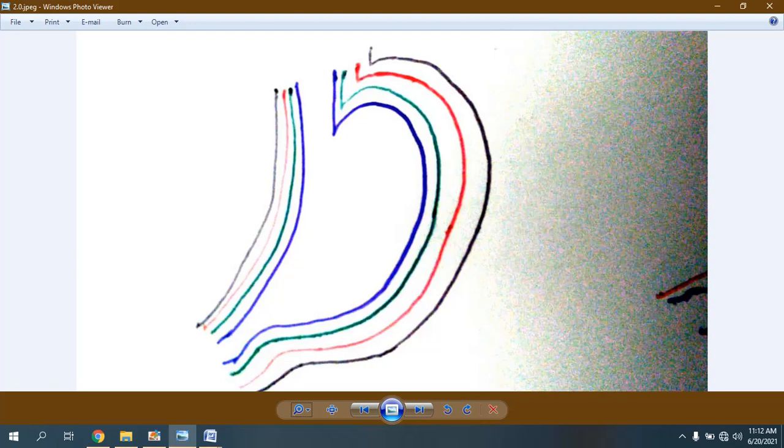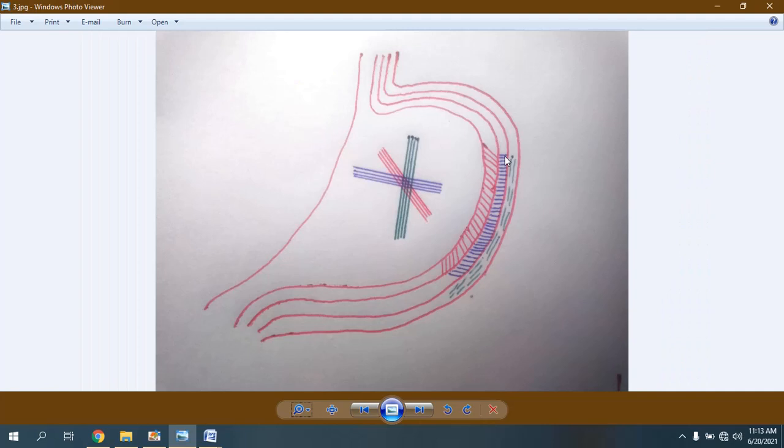As far as the second layer is concerned, this is called muscularis. This red color layer is called muscularis. Muscularis is a very important layer of the stomach. It contains the smooth muscles of the stomach. In the next slide, we are going into detail of this muscularis. The muscularis consists of 3 main layers which are given in this diagram.